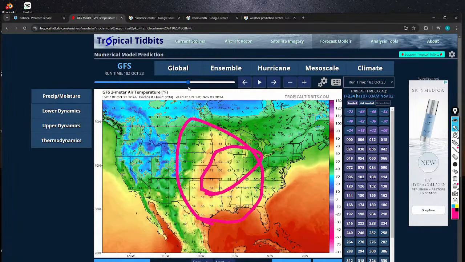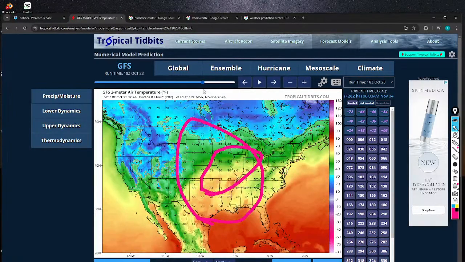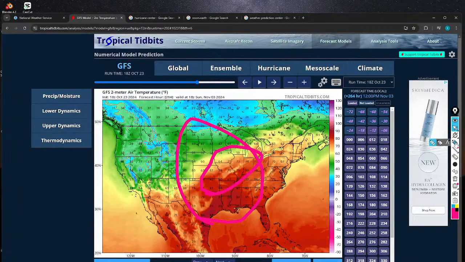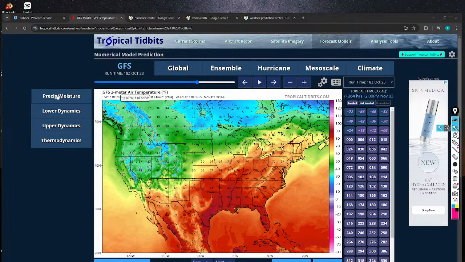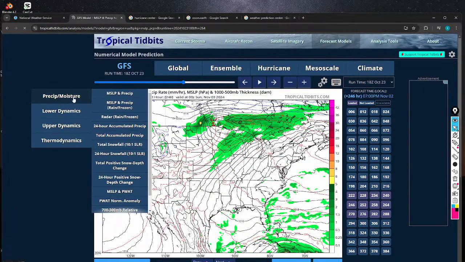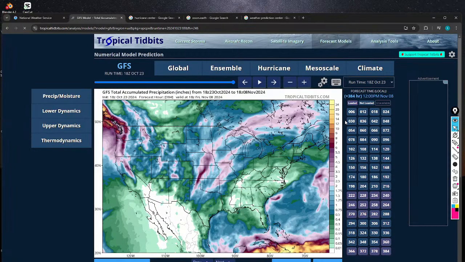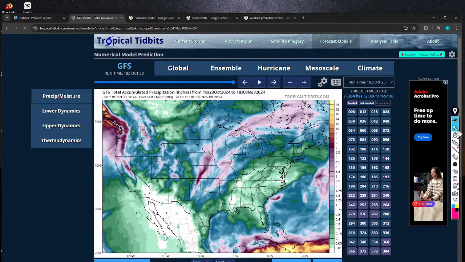The temperatures start to jump right back up, and then we actually have another cold front that's in Texas. You can see it really well right here. This could potentially be a storm system. Guess not. Let's actually look at a total accumulation here.